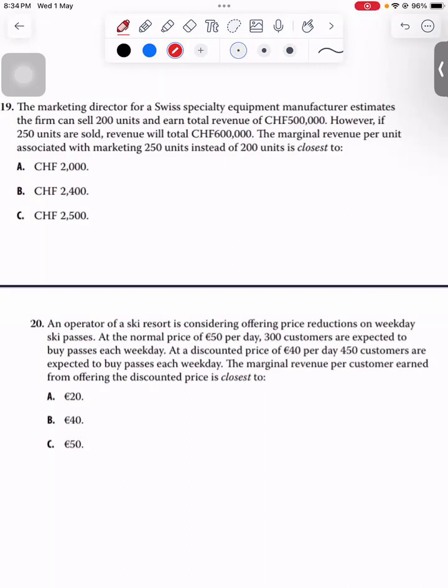So let's see now how to do the 20th question. An operator of a ski resort is considering offering a price reduction on weekday ski passes. Normal price is 50 per day. 300 customers are expected to buy passes each day. So you can find out the revenue: 50 into 300, revenue will be 15,000. So this is price, this is quantity, and this is your revenue. At a discounted price of 40, 450 customers are expected to buy the passes. So this will give you revenue of 18,000.